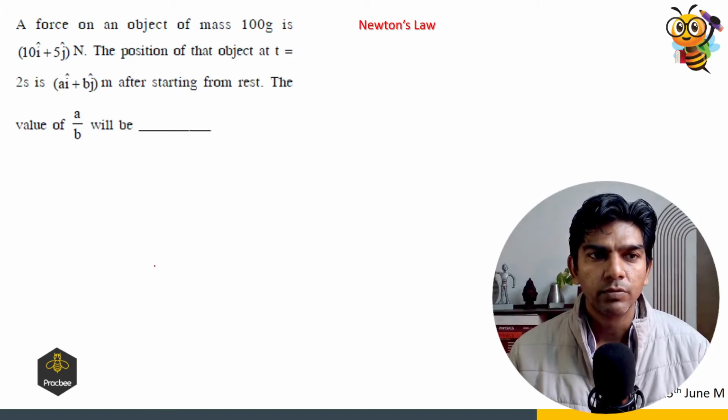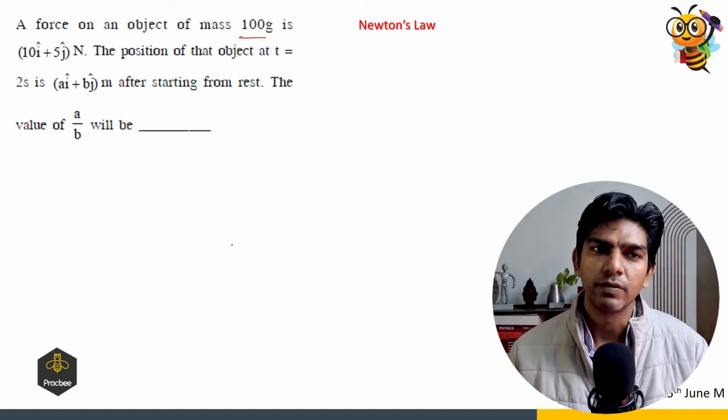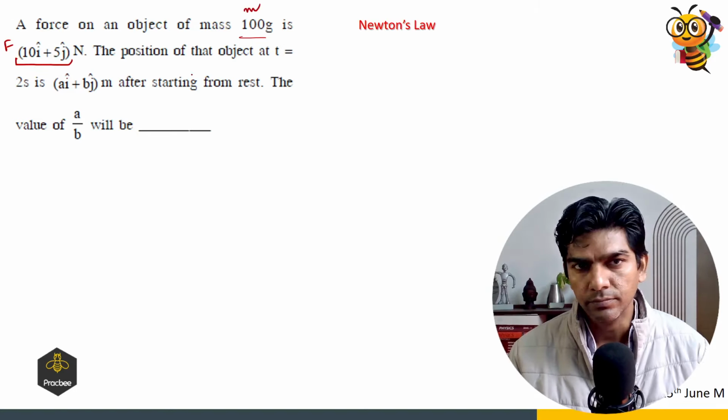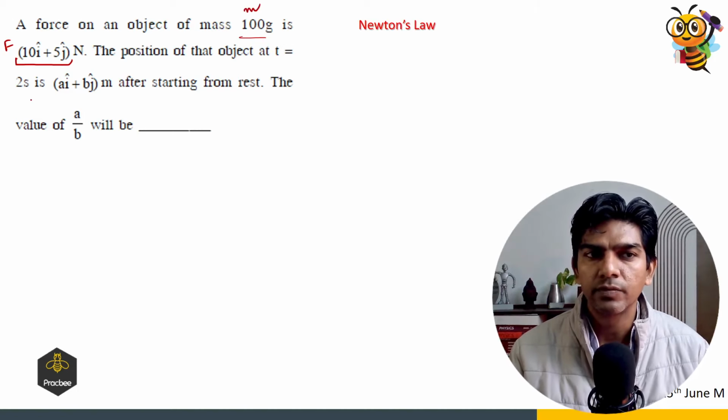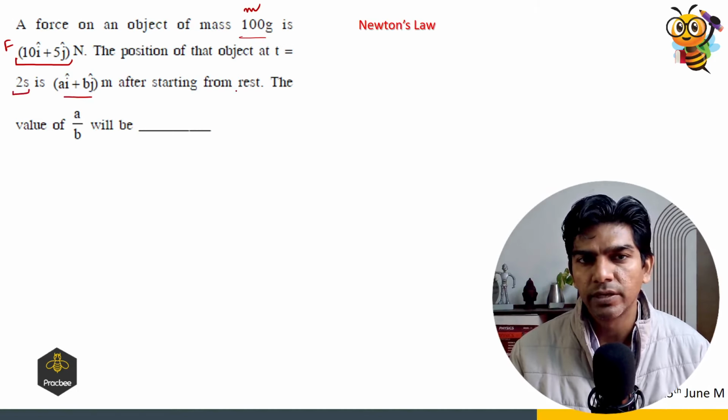Right, so let us see this problem. A force on the object of mass 100 grams is 10 i cap plus 5 j cap. So we have been given the force, that is the force vector F. Mass is also given. The position of that object at t equals 2 seconds is a i cap plus b j cap after starting from rest.